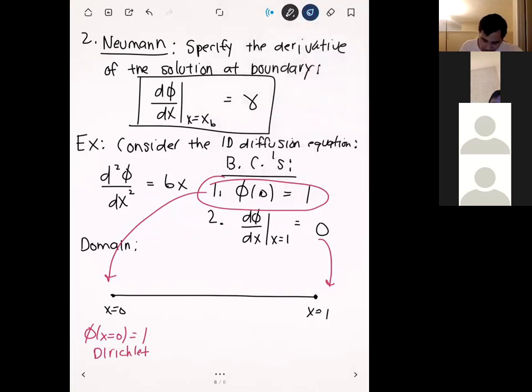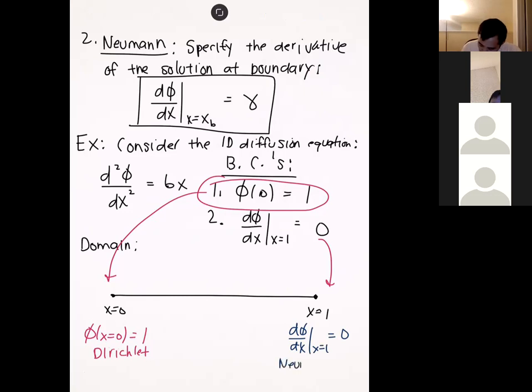All right. And so our boundary condition on the other side is that d phi dx at x equal to 1 has to be 0, right? And so from our definition, since we're applying the derivative of the function at this boundary, this has to be a Neumann boundary condition. All right, so we have a Dirichlet condition on the left and a Neumann condition on the right.